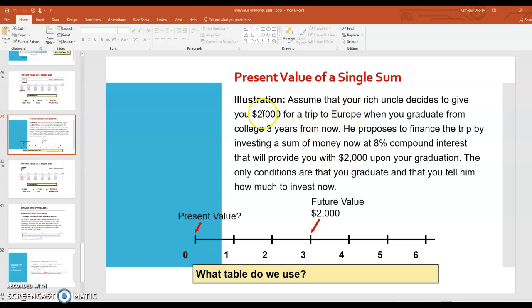Okay, here's another one. This is where your uncle's going to give you $2,000 3 years from now when you graduate. And that's at 8%. He wants you to tell him how much he needs to put in the bank today. Okay, so once again, we do our timeline. Our present value is the question mark. We know we're going to have 2,000 in the future. Our I is 8%, and our N is 3 years. And it's compounded annually, so we don't have to change the I or the N.